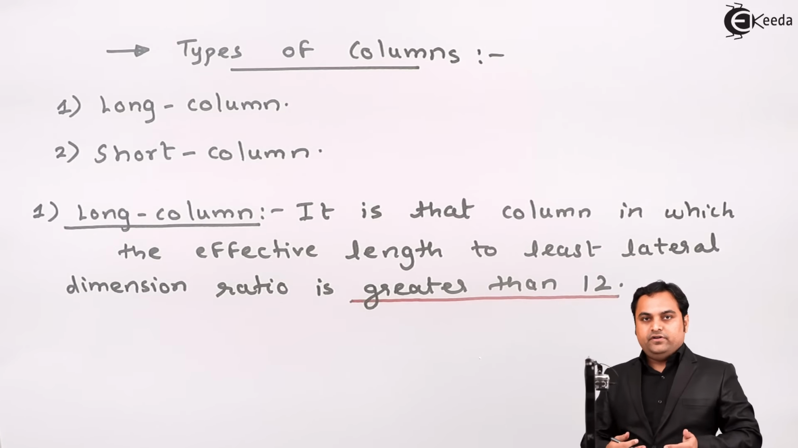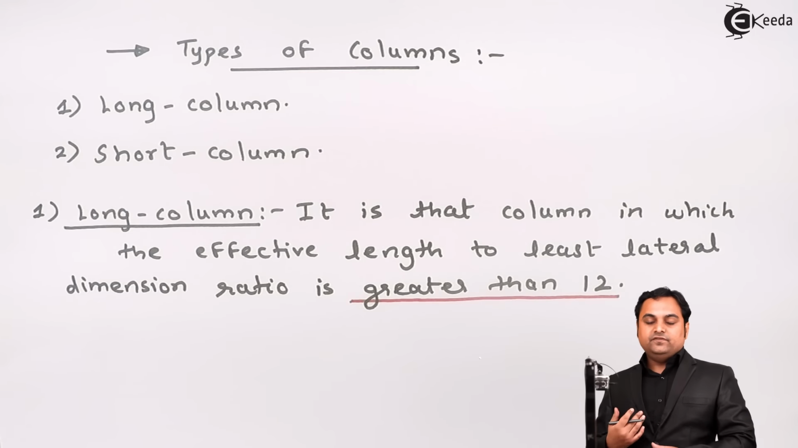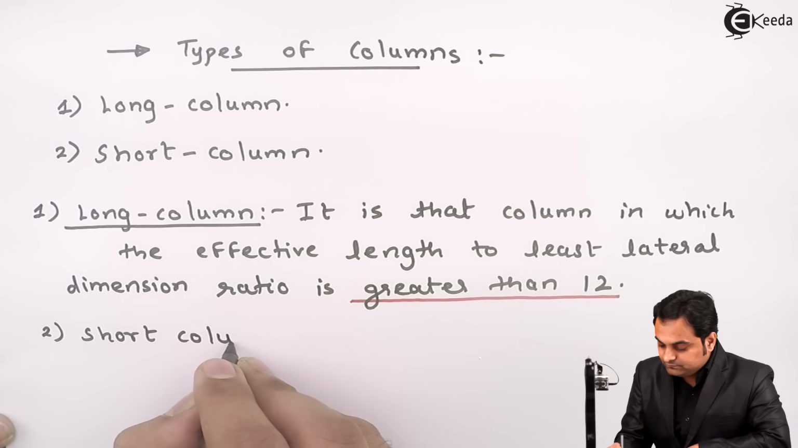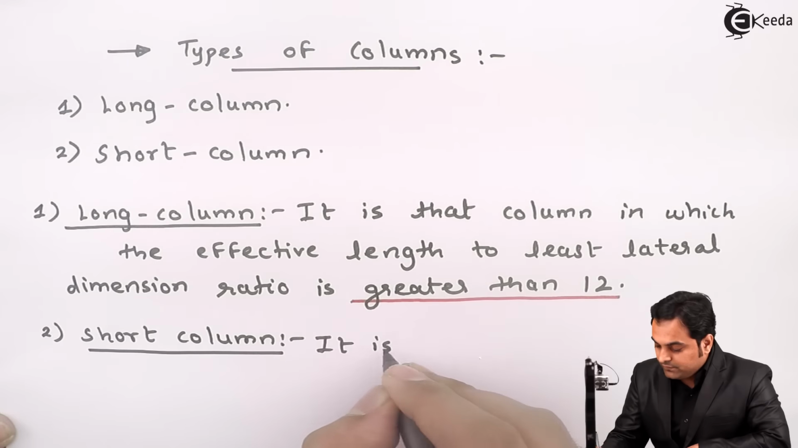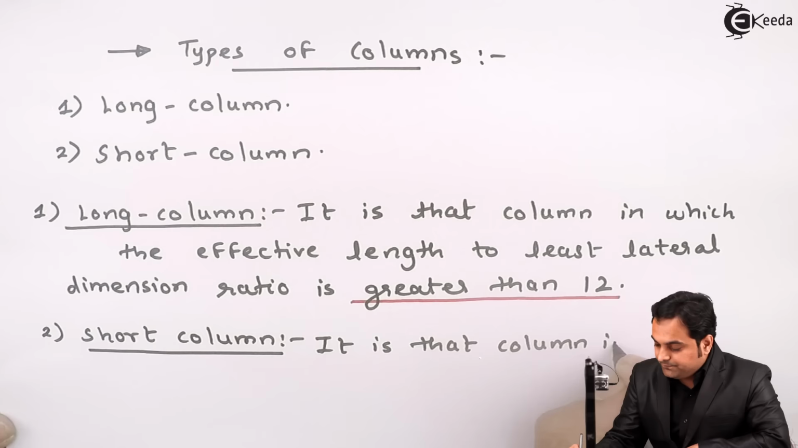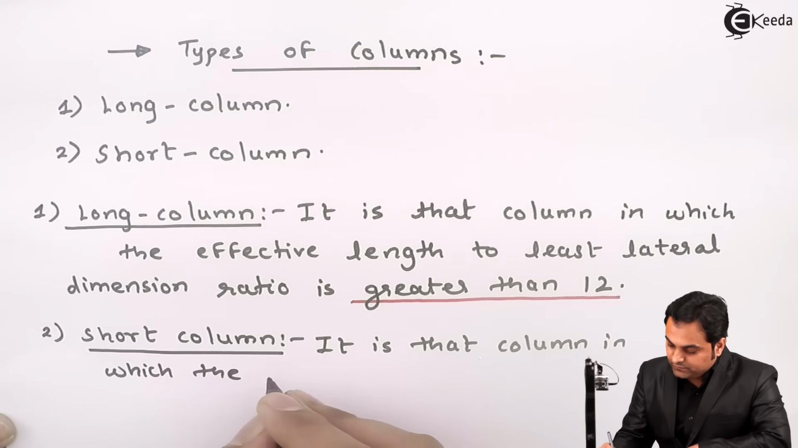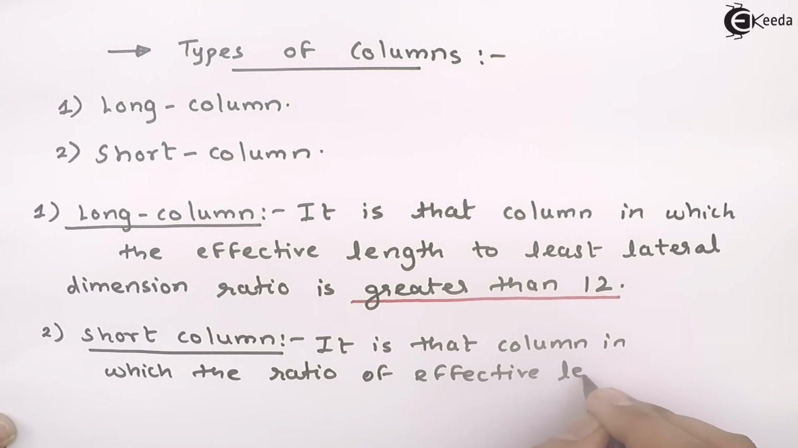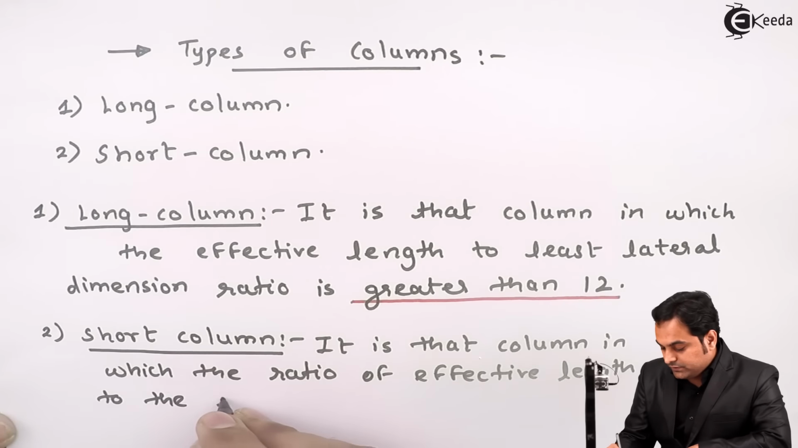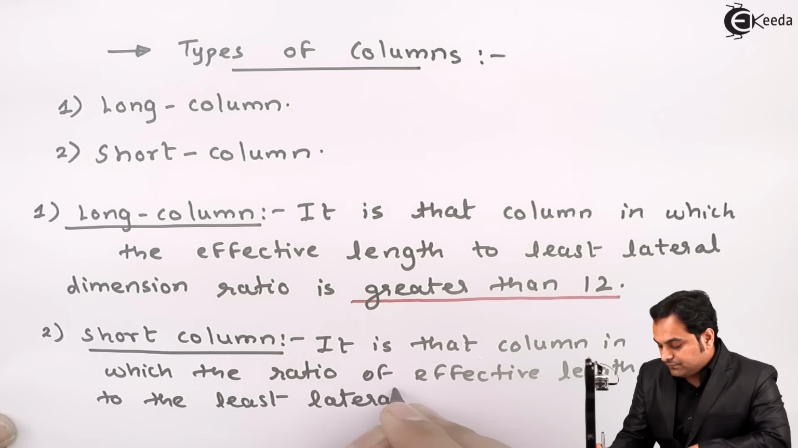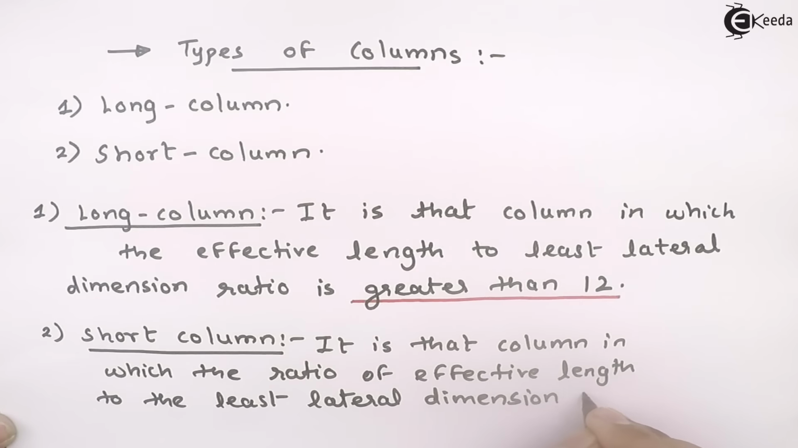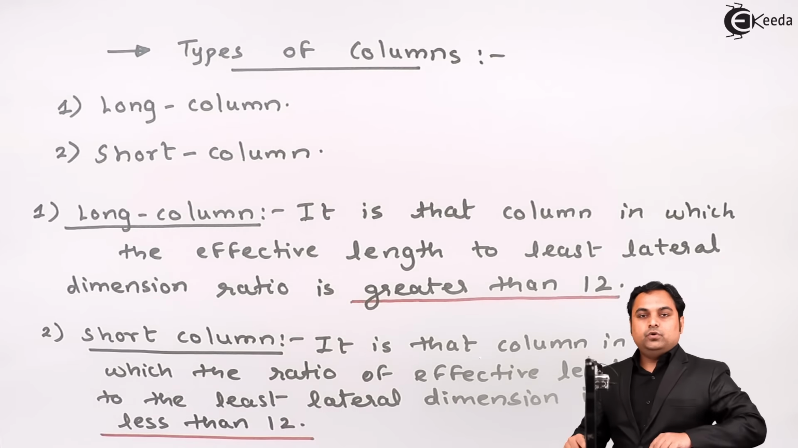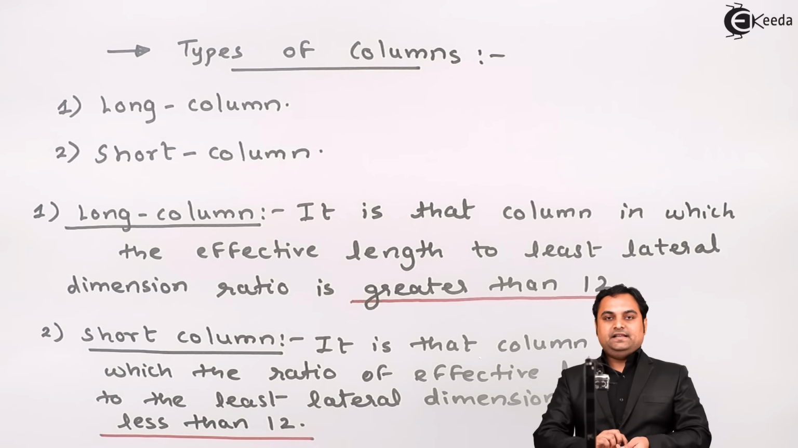Now I'll also write the definition of short column and explain with the help of a diagram what is the meaning of long and short column. So for short column, it is that column in which the ratio of effective length to the least lateral dimension is less than 12. Now what is the meaning of lateral dimension and these definitions? That I'll explain with the help of a diagram.